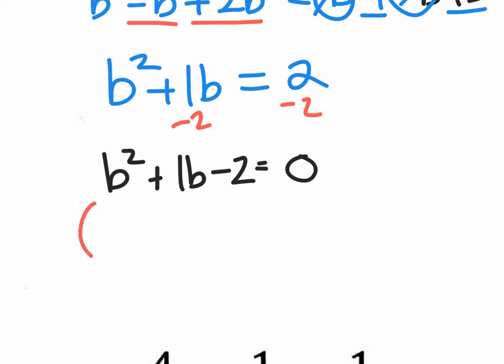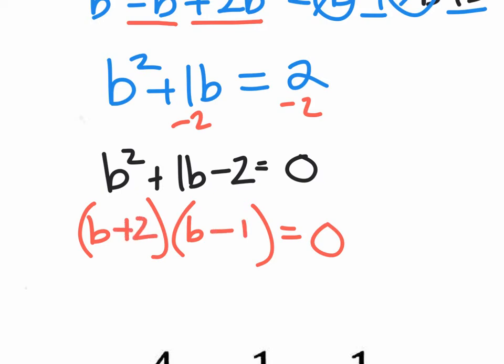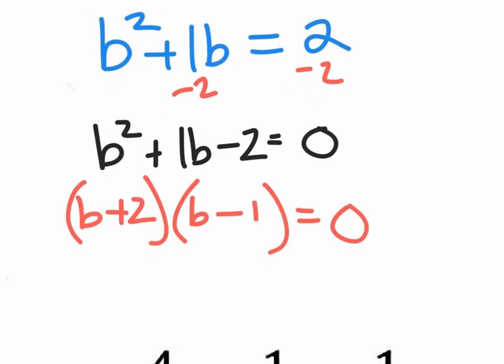And now we could actually factor, split, and solve. So you put b and b, and then you think, what times what is negative 2 that if you combine together is positive 1? Well, that'll be a positive 2 times a negative 1. So that's the correct factored form. And then after that, you split it and solve.